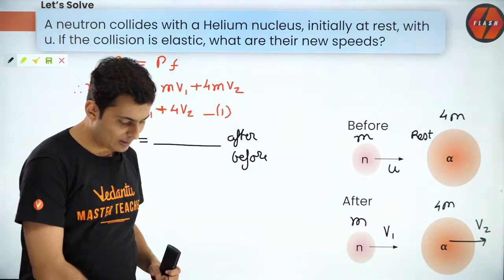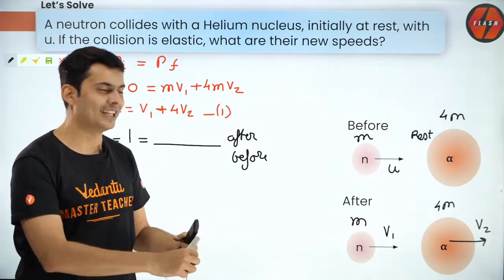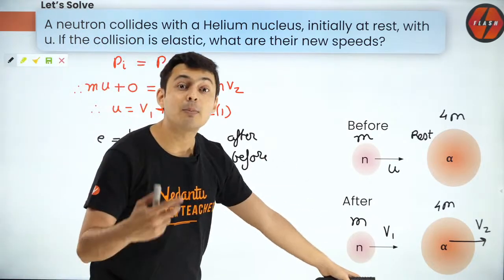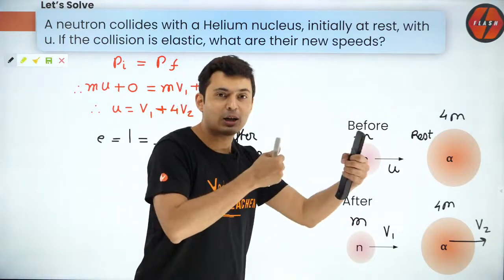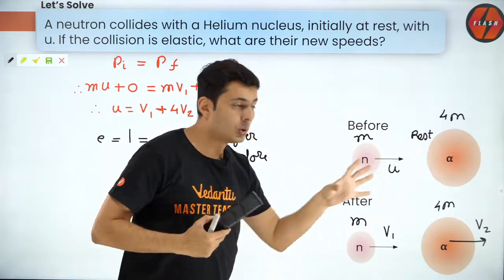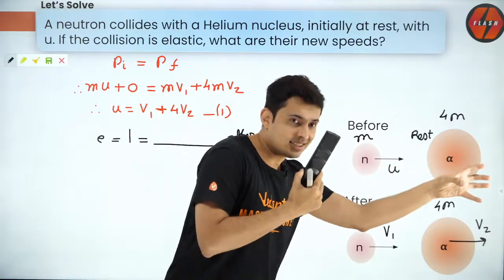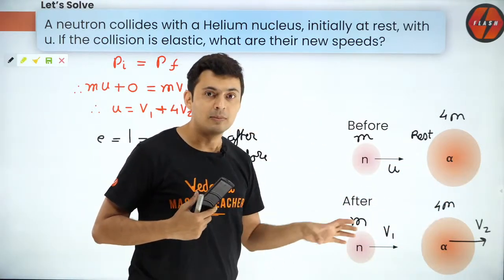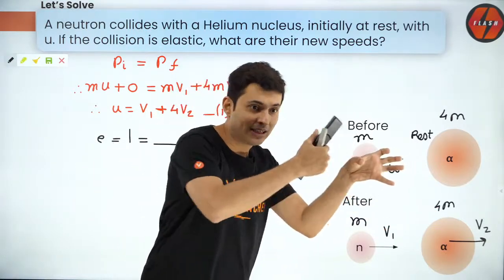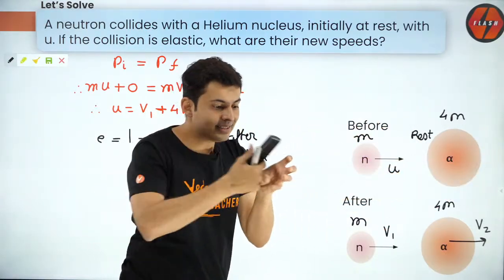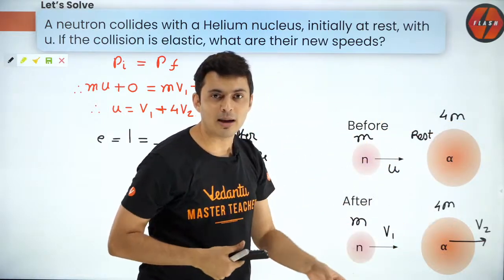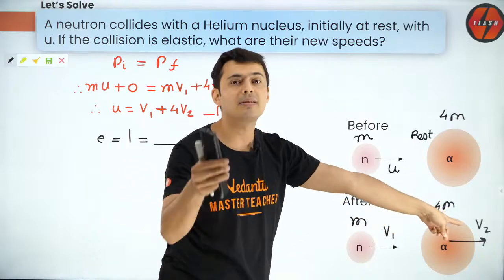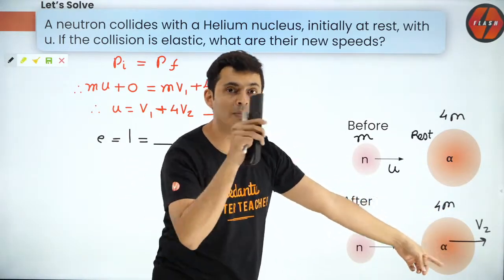Yes, mass is your favorite variable because often it gets cancelled. Very good one. Yes, it should be v2 minus v1. Why? Because after the collision, the helium is going to move faster than the neutron, right? How can the neutron move faster than the helium? Because if the neutron moves faster, then it will collide again. Once the collision has happened, that's it. The collision won't happen again. The collision is done and dusted. So v1 has to be less than v2. Remember that.